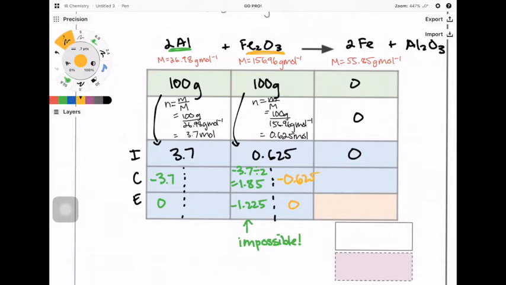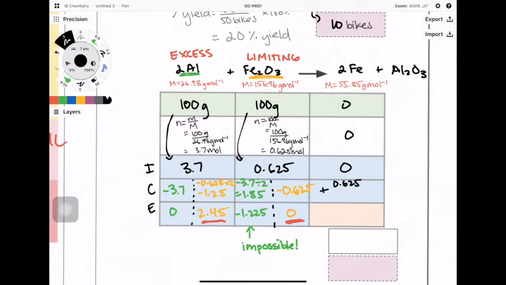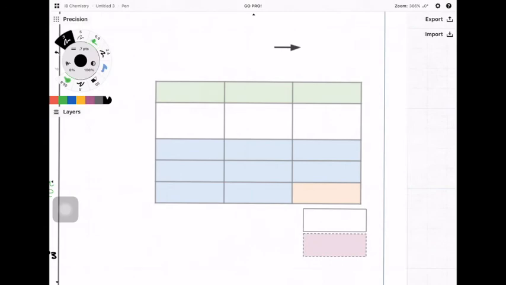Let's try the other scenario where we use up all of the iron oxide. In this case, I will need 2 times 0.625 moles because there's 2 aluminum for every 1 mole of Fe2O3, and that works out because I don't get a negative amount of moles at the end. So I can see that my limiting reagent is iron oxide. There's 0 moles at the end, and my excess reagent is aluminum because there's still aluminum left over. And again, I can calculate the number of moles based on that idea of iron.